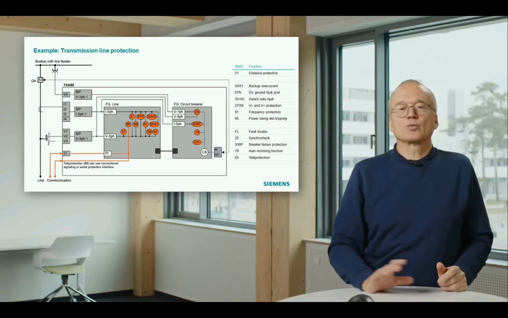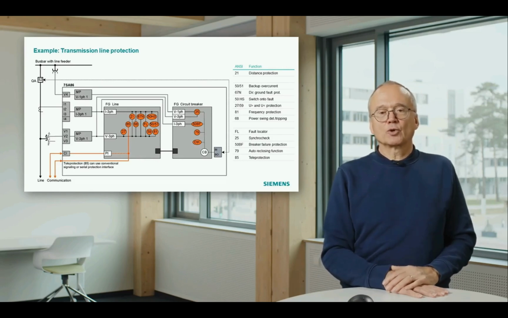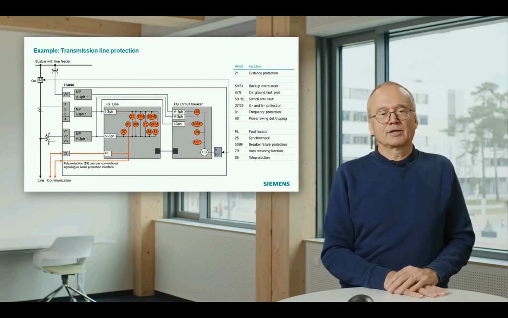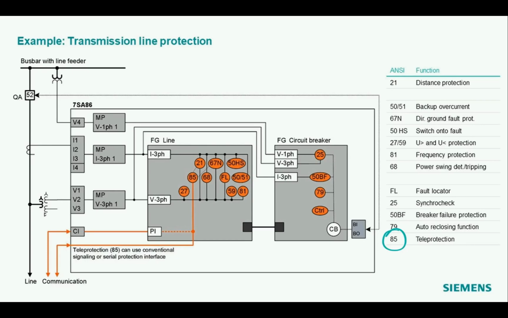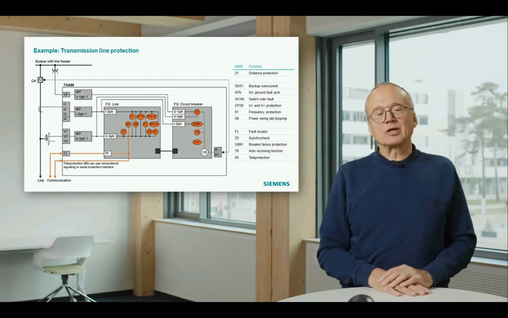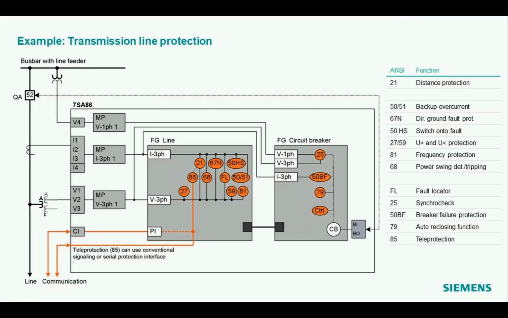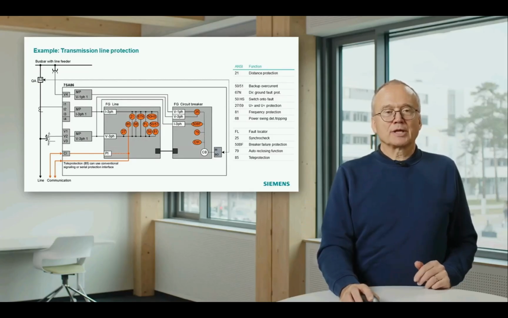And then as additional functions, we have the fault locator, we have the synchro check, breaker failure protection, auto reclosing, and teleprotection. You see here the teleprotection is a function which is nearly always or very often used with distance protection, but it also requires communication to the other end. And for that reason, you see here on the left bottom, communication links where the teleprotection function 85 communicates with the relay on the other end of the line.